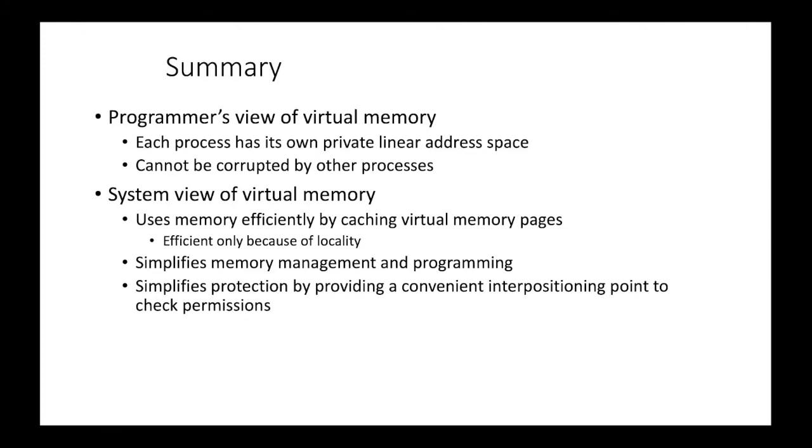Here's a brief summary. Each process has its own private linear virtual address space, which cannot be corrupted by other processes. Virtual memory systems use memory efficiently by caching the virtual memory pages from disk to physical main memory, which works well because of locality. It also simplifies memory management, programming, and protection by providing a convenient interpositioning point to check the permissions.